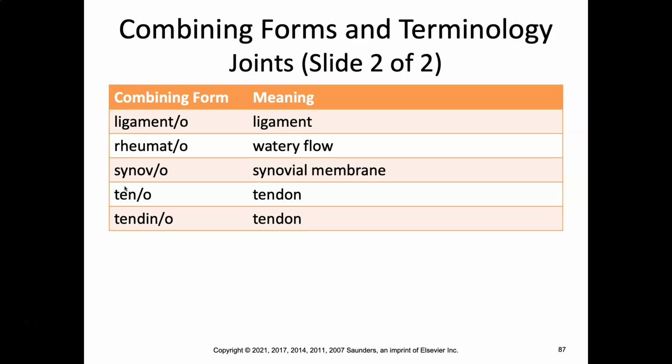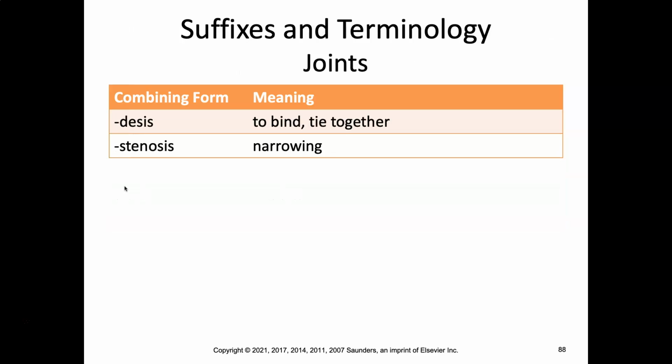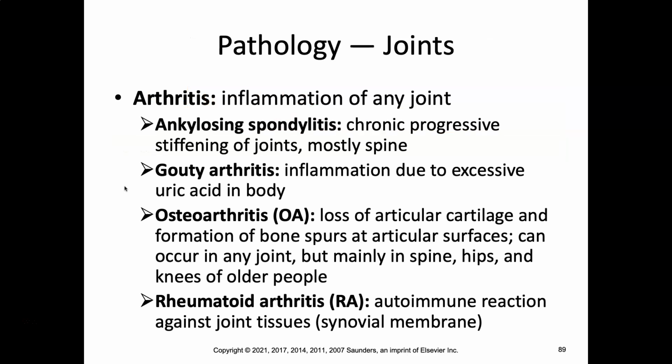Then you have some more on the next page. Look, you've got two for tendon, and they are different as well. And these are some suffixes. They say combining form, but they are suffixes to me.